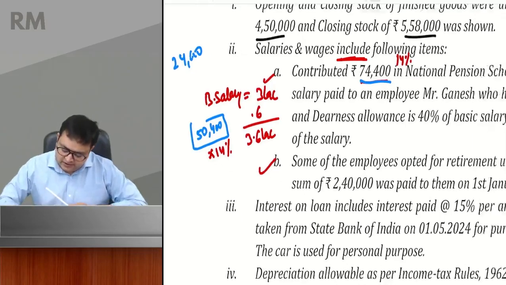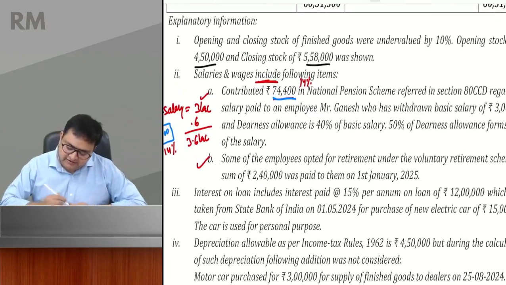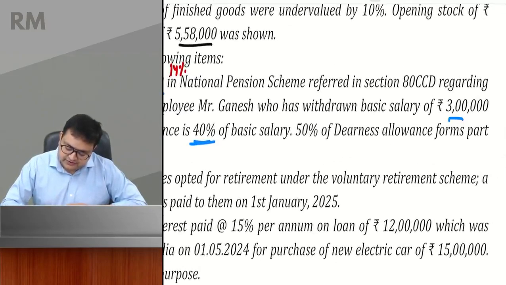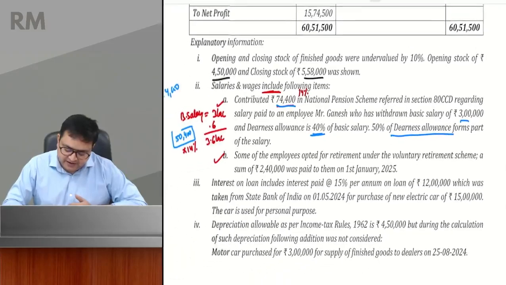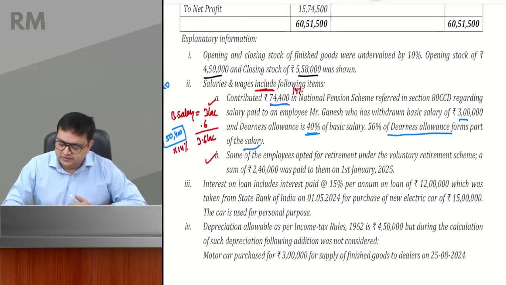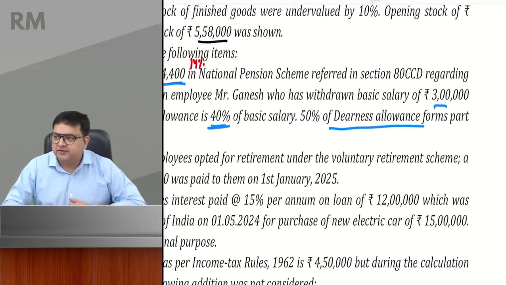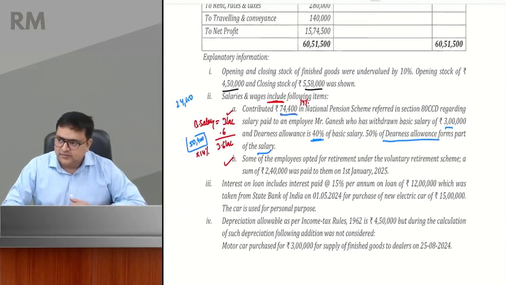Raju sir, DA included now? So DA we are giving 40% of basic. 3 lakh plus 40%, 3 lakh 40% is 1.2 lakh, and 50% of DA forms part of retirement benefit. So DA I have included for whatever forms part of retirement benefits. Clear? Raju sir?